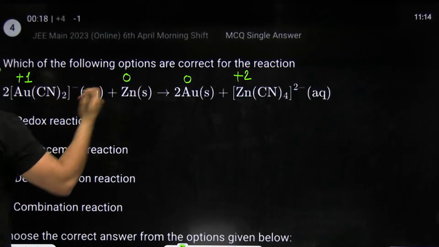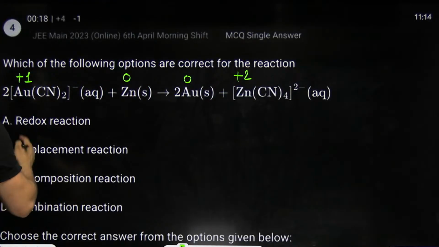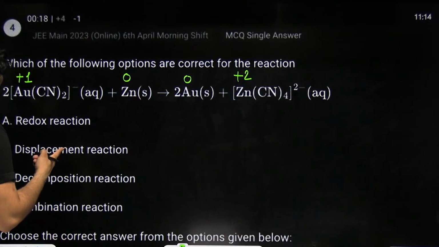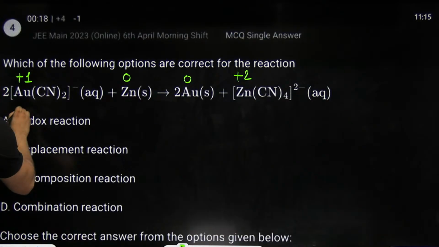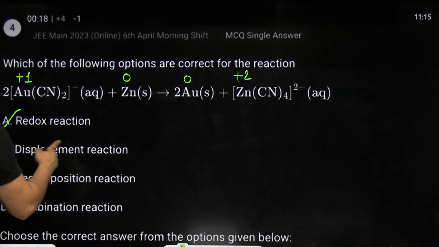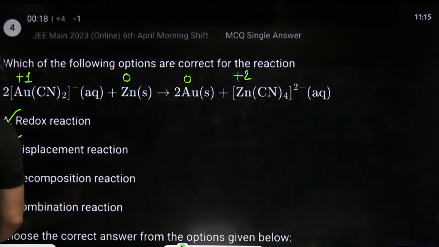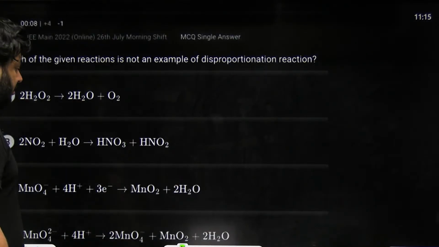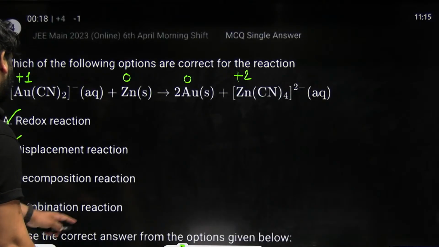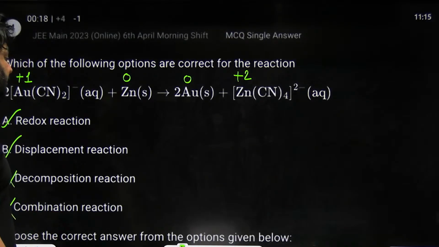Zinc has displaced gold here. So is this reaction a redox? I think this is a redox reaction. Yes. Is this a displacement? Yes. Is it a decomposition? No. Is it a combination? No. So I think 2 points are correct. Can you tell me the correct answer? Choose the correct answer from the options given below.